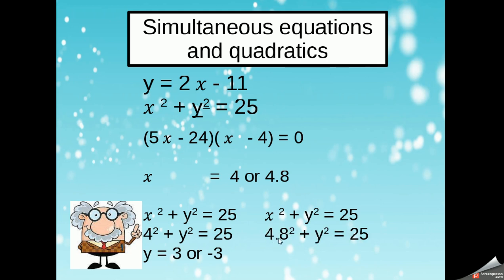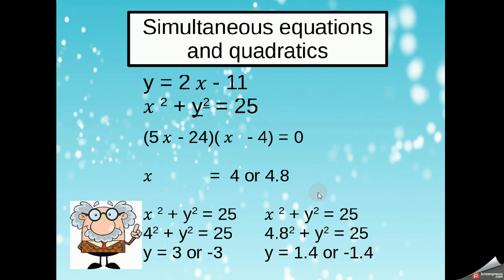Substitute in the other value, 4.8 squared plus y squared equals 25. 23.04 plus y squared equals 25. Y squared equals 1.96. Square root them. Y is either 1.4 or minus 1.4.